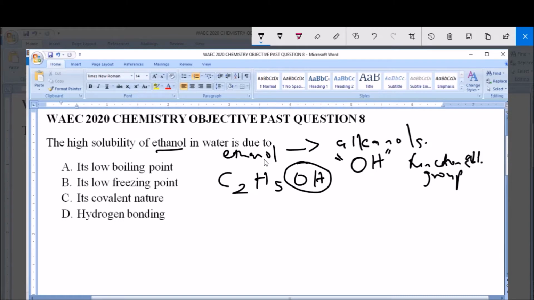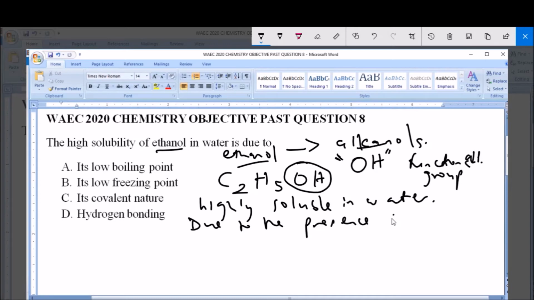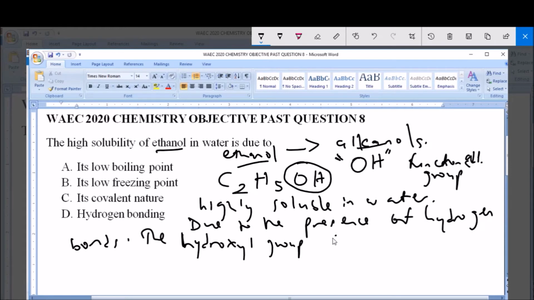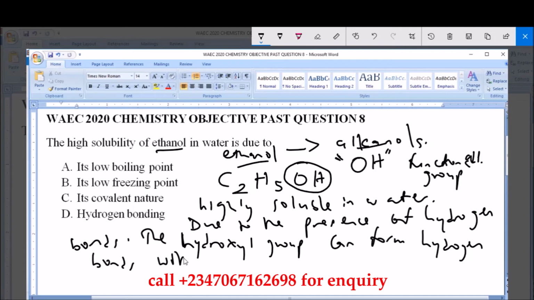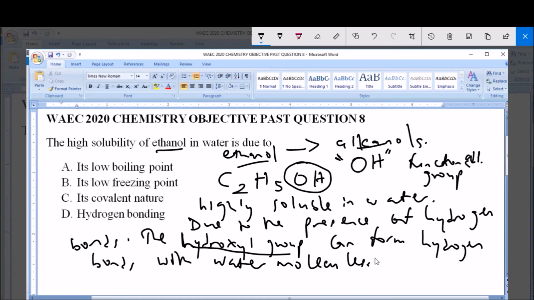Now what the OH group does for ethanol and also for all the alkanols is that it makes the majority of them highly soluble in water, and this high solubility in water is due to the presence of hydrogen bonds. Now this arises as a result of the hydroxyl groups being able to form hydrogen bonds with water molecules. So immediately they are mixed with water, the hydroxyl functional group forms hydrogen bonds with the water, hence enhancing their solubility. That's why ethanol is highly soluble in water.